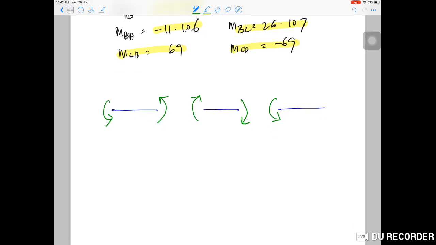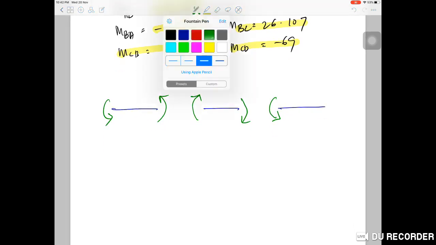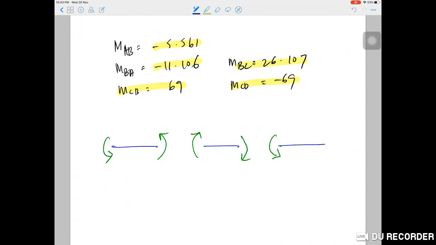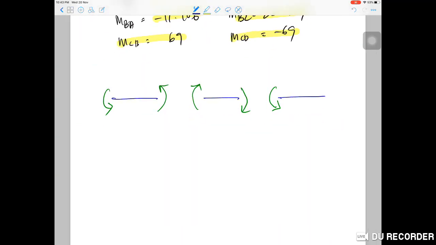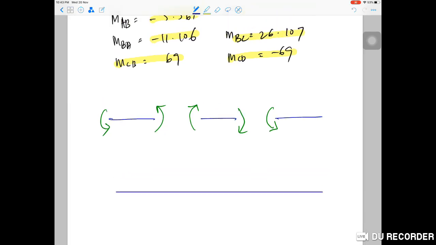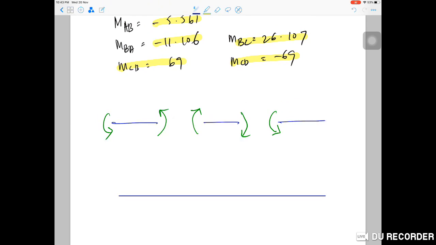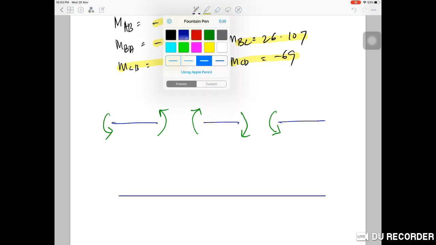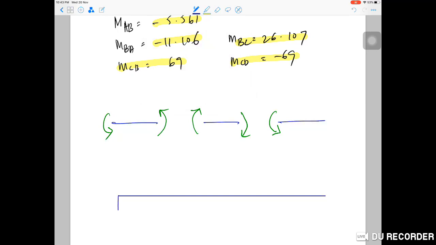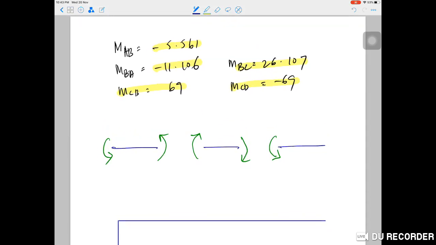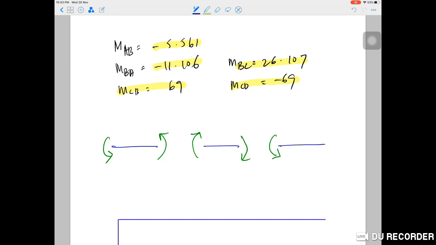So from this we can identify the position. Okay, the diagram looks like this. Okay, for AB, the point is right here. Here is the point. Okay, and MBA is 11.6.